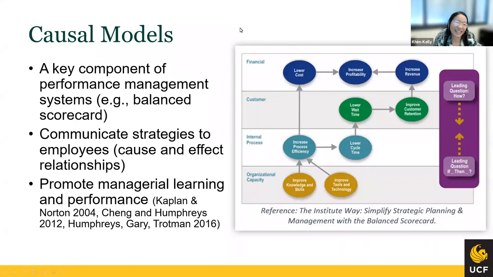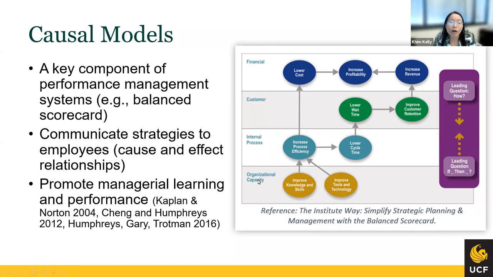Good. Thank you. All right, so causal models, I have a simple depiction of a causal model. It's a key component of performance management systems in many organizations. And in particular, the proponents of balanced scorecard have been quite strong advocates of having a causal model in the system. An example of a causal model in the balanced scorecard setting is as such, they would have multiple metrics, organized into multiple perspectives, and in this case, four different perspectives.